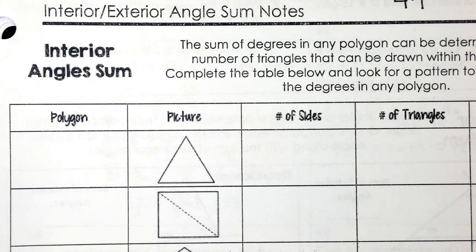The sum of the degrees of any polygon can be determined by the number of triangles that can be drawn within a polygon. Complete the table below and look at the pattern. Find the sum of the degrees of any polygon. I'll tell you, for this, we will need calculators. You can use your phone for right now, that's fine. Don't let your phone be a distraction, though. If it becomes a distraction, put that down and come get one of my little rinky-dink calculators out the bucket.